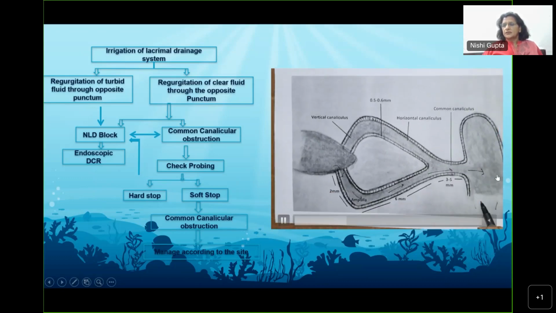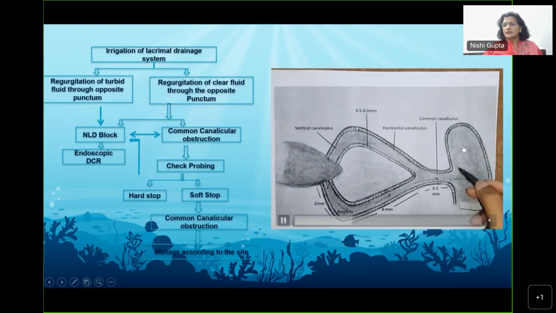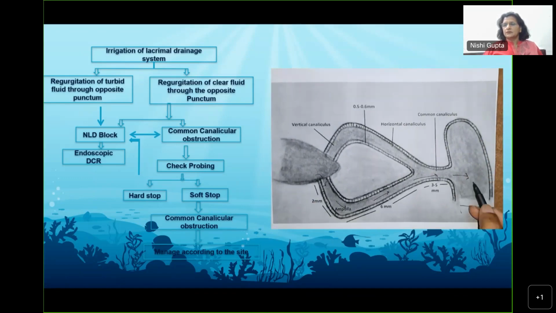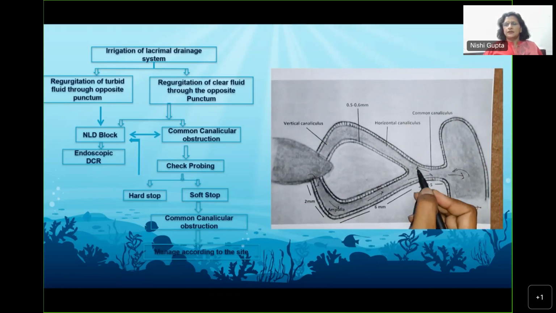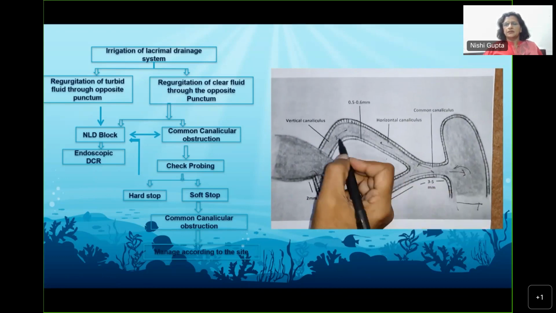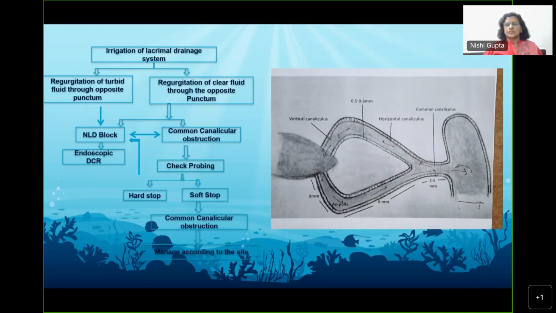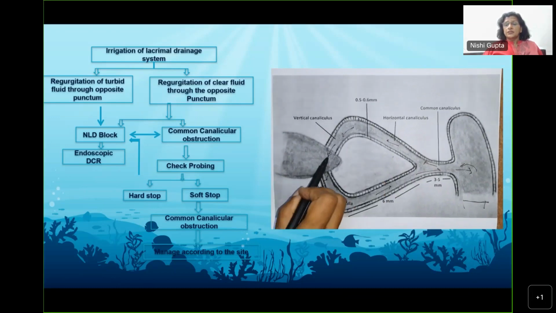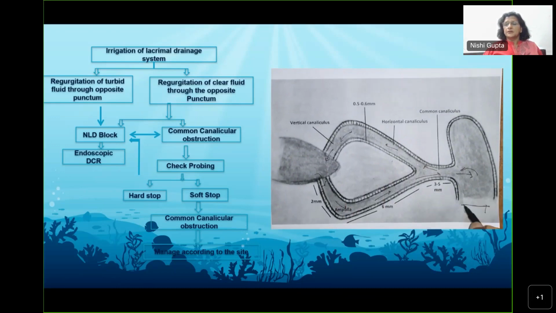If there is nasolacrimal duct obstruction here, there is collection of fluid in the lacrimal sac. So this fluid regurgitates through the upper punctum. Since we are pushing saline through the lower one, it goes through the upper one and comes back into the medial canthal area. It indicates nasolacrimal duct obstruction. So if there is purulent discharge on regurgitation, then it is clear that it is a nasolacrimal duct obstruction.